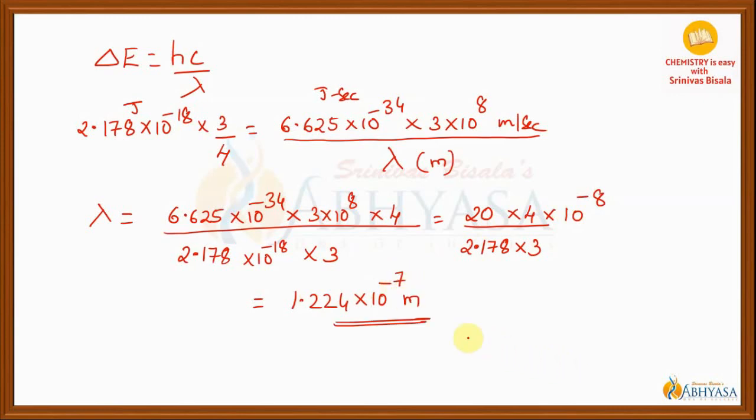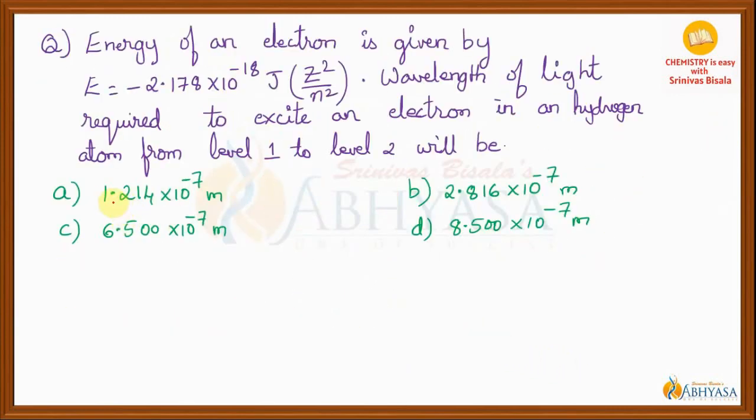So what is our answer? One of the options given here is 1.214 into 10 power minus 7 meters. So this is our answer, option A. I think it's clear now. So let me give a quick recap of what we had done. We had converted the energy difference of the two levels into wavelength by using the simple formula E is equal to hc by lambda. Remaining is only substitution and doing the calculations.